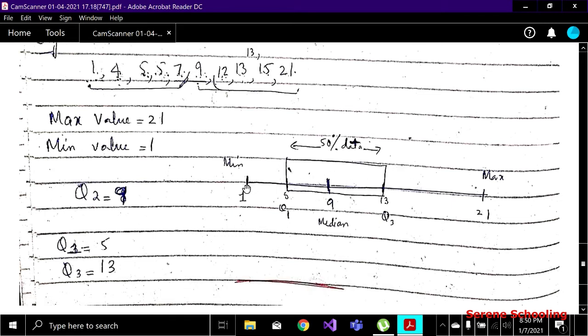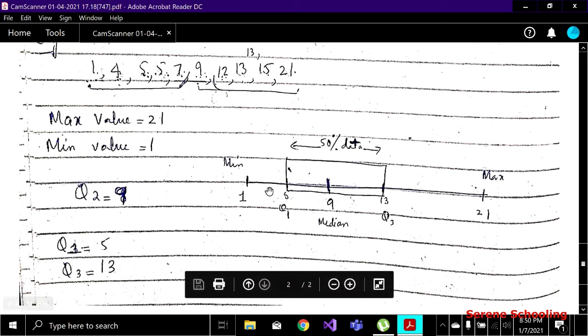So how to make this box plot? Firstly mention the minimum value, that is 1 here, then mention the maximum value, that is 21 over here, then mention your median. Our median is 9. Here we have 9. Our Q1 is 5 over here, Q3 is 13 over here. Firstly just mention all the points, don't make any box.